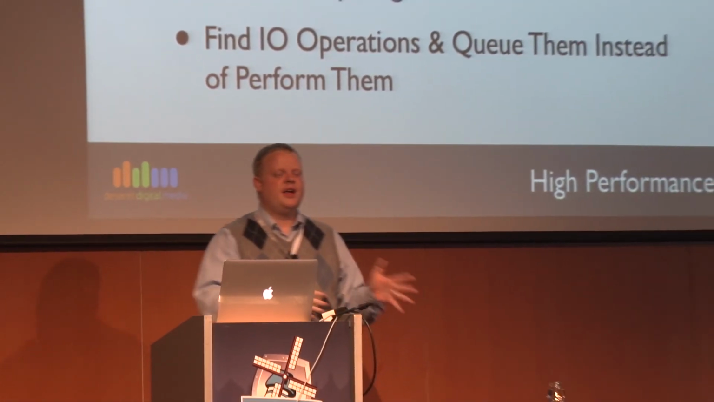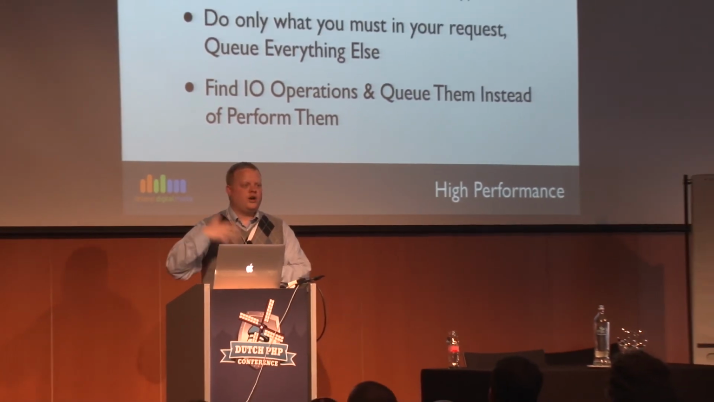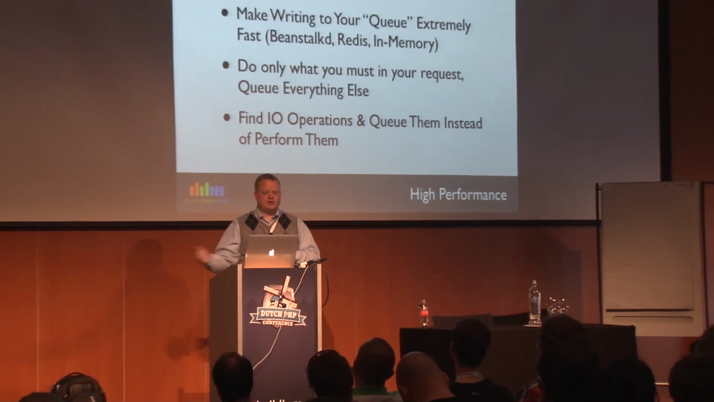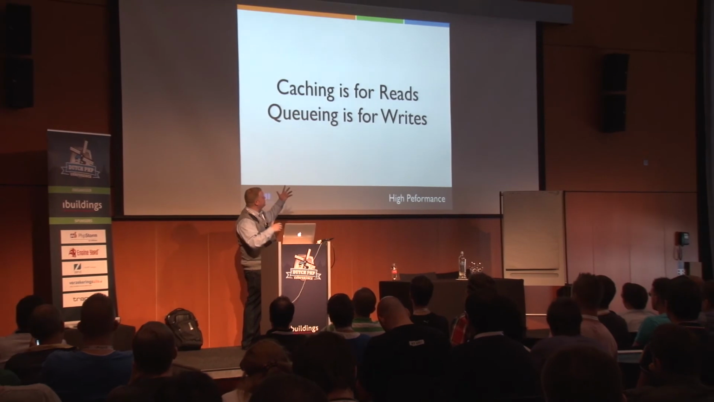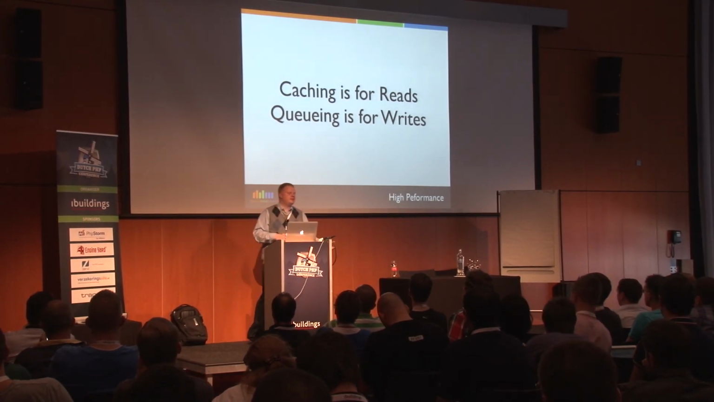And then in your individual requests, for your PHP application, you want to just do whatever you must. And then if you can, queue all your other kind of I/O operations and allow workers to go ahead and perform them instead. That way your users will have a very clean, crisp experience, and then you'll be able to scale whatever operations you have in a much more manageable way. Basically, my rule of thumb is caching is for reads, queuing is for writes.